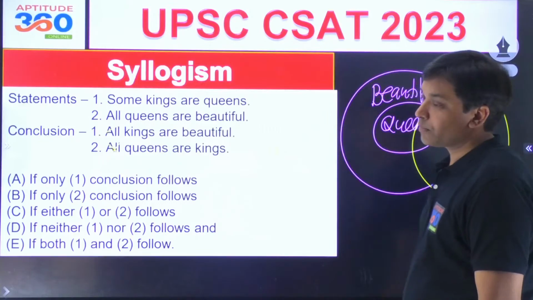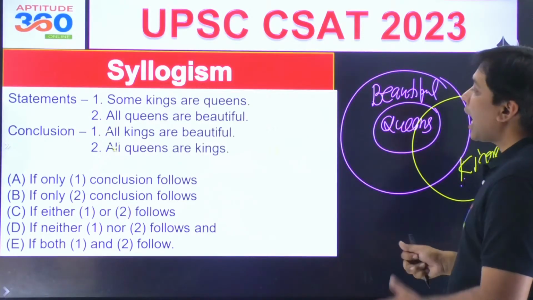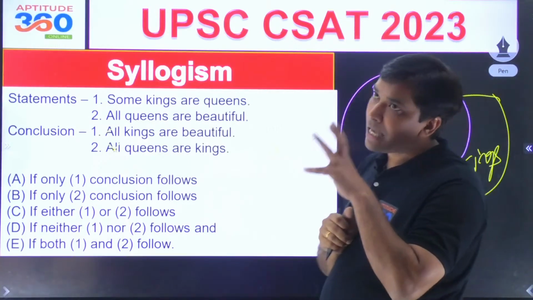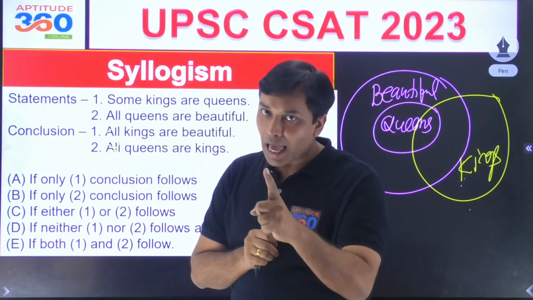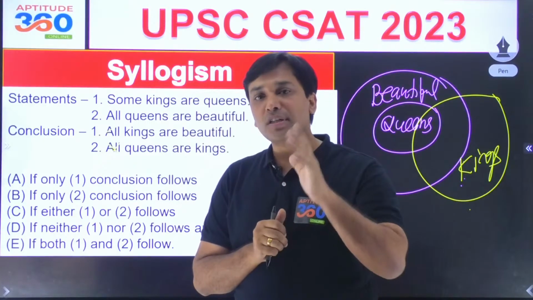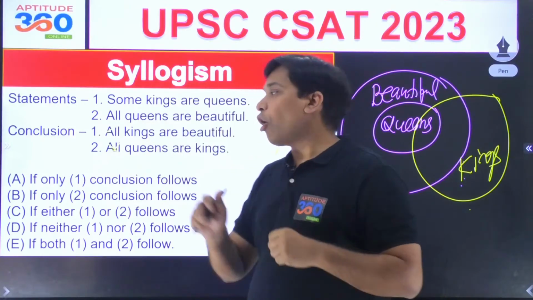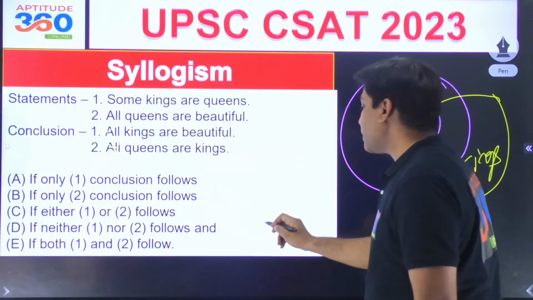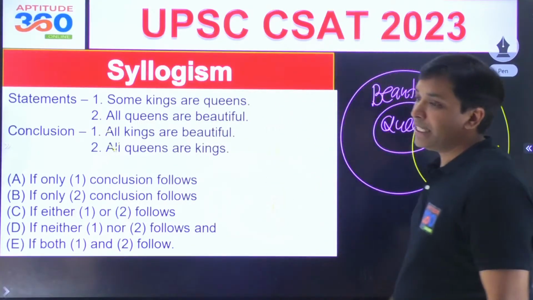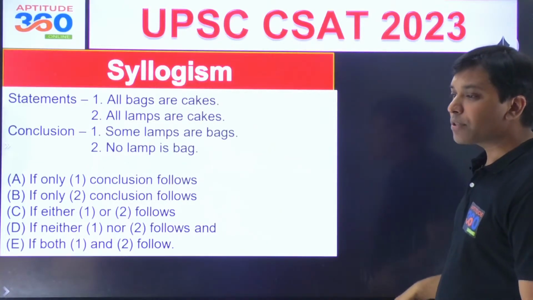Okay, Muskan. Are we understanding this? Had it been some in both of these two, then the answer would have been option number E. But since it is all, what is going to be our answer? Answer is going to be D. Majority of you have got the answer D, right?